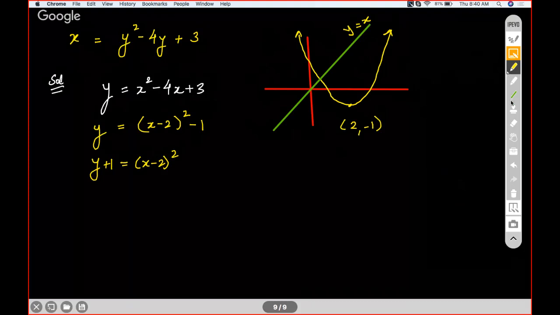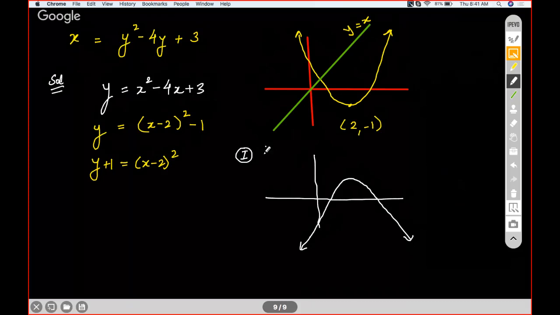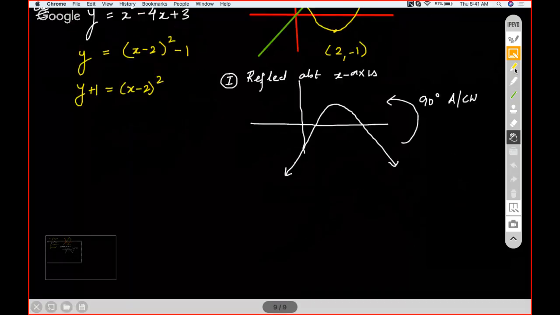What I did first was reflect this graph about the x-axis, which is quite easy to do, because reflection about the x-axis is the easiest you can do in any graph. Is that fine? Got it. So that is the first step. Then I drew this on a piece of paper and just turned the paper 90 degrees anti-clockwise. If you turn the paper 90 degrees anti-clockwise, you end up getting the desired graph.